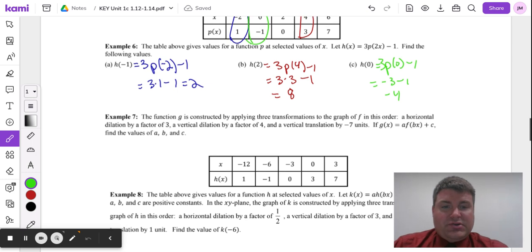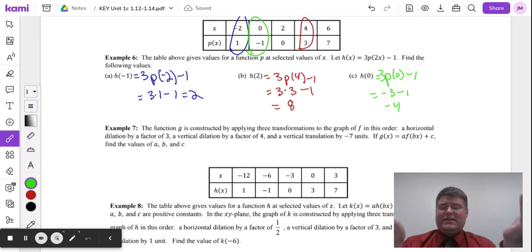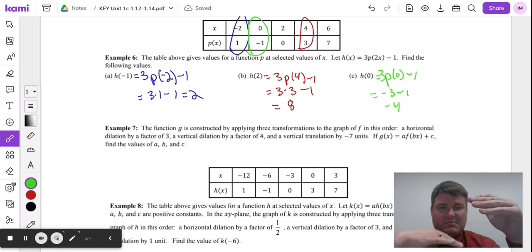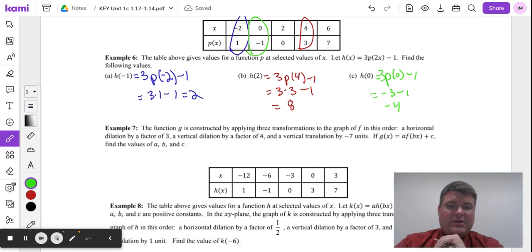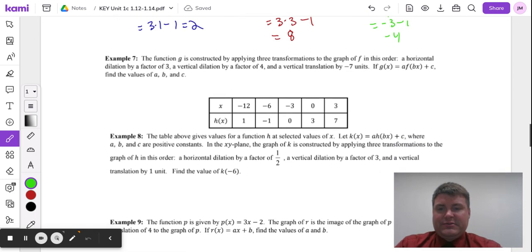That's about it. Not much going on with transformations for this one, but you can see I tried to explain how the transformations come into play here. If we had to rewrite the transformation of h, we could by looking in there. But all we had to do there is just plug in and get values.